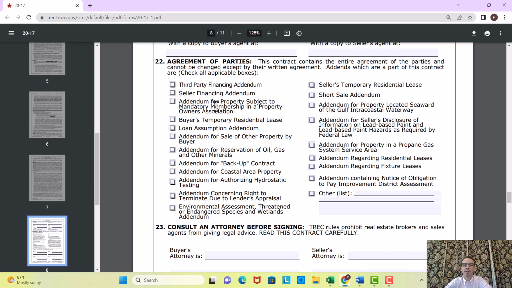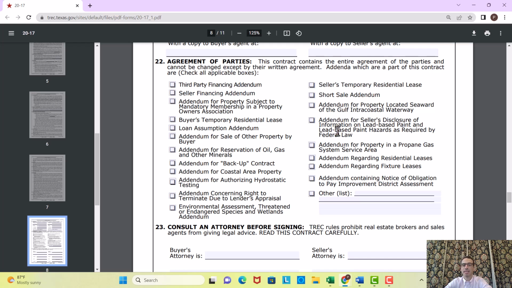HOA, mandatory membership in a property owners association. So if the property is subject to an HOA, that needs to be completed. Residential lease, that's if the buyer is doing a lease. We'll skip over some of these that aren't super common. The next common one, seller's temporary residential lease. We talked about that a little bit. That's a pretty common one if the seller is going to stay there a while.